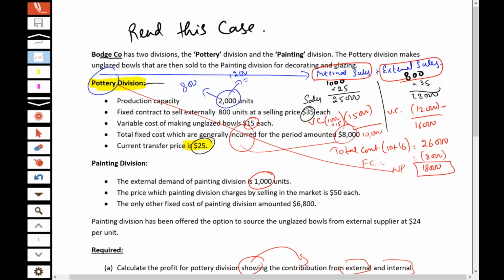12,000. This is something, okay. This 12,000 was calculated by 800 multiplied by 15. That is a variable cost. 15 multiplied by 800. That is the 12,000. This is how I got the 12,000 figure. Okay.